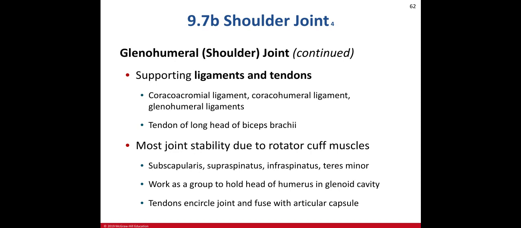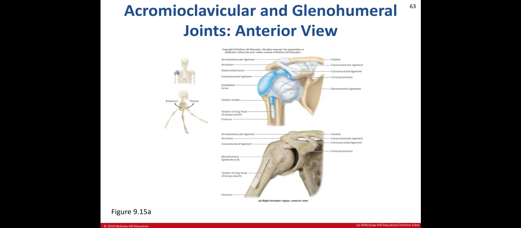This is going to have stability because of the rotator cuff muscles. We're going to talk about muscles in the next chapters, but their job is to hold the head of your humerus into that cavity. And of course, you've got tendons around it making that articular capsule. So here's what that looks like. You've got this ball and socket joint here, holding your shoulder in place, allowing for extension, flexion, circumduction, all of that from this joint.